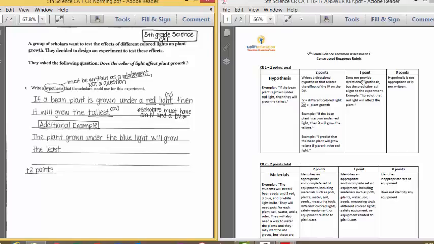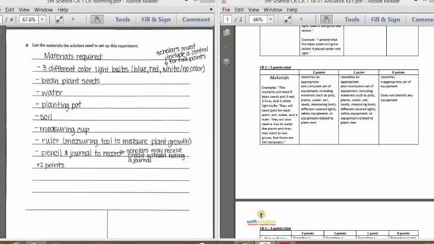If they do not provide a directional hypothesis, but there's still a prediction, they would get 1 point. So the example here is, I predict the red light will affect the plant, but they don't tell you whether it'll affect it, helping it grow faster or slower. They'll get 0 points if the hypothesis is not written as a statement, if it's not appropriate, or if it doesn't make sense with the question listed above.